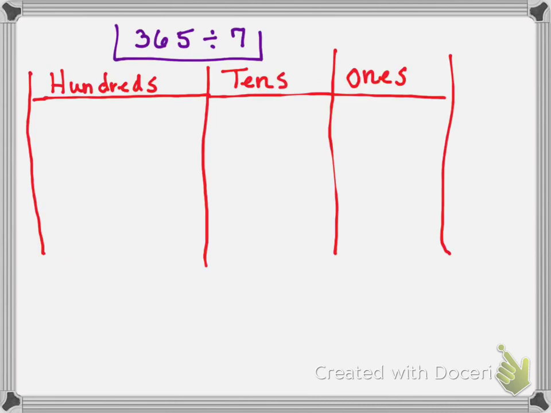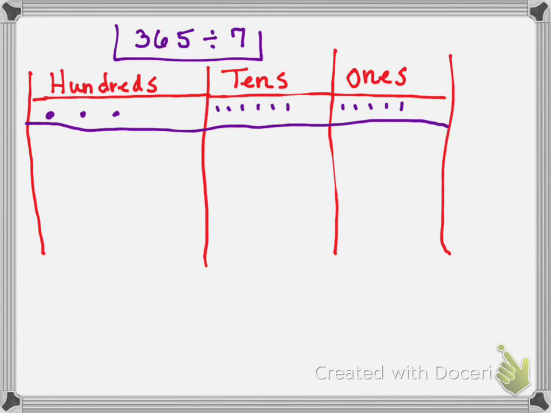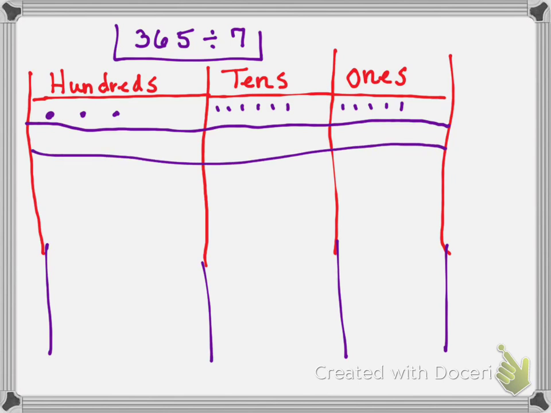So let's try to use our place value chart to represent this problem. So let's start taking and splitting up 365 into the proper place on the place value chart. So we have 3 hundreds, we have 6 tens, and we have 5 ones. Okay, so let's make our groups there. And since we're dividing by 7, we need to make 7 groups. Let's get this long. And we've got 1 and 2.